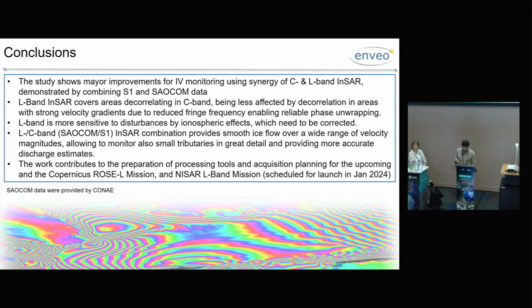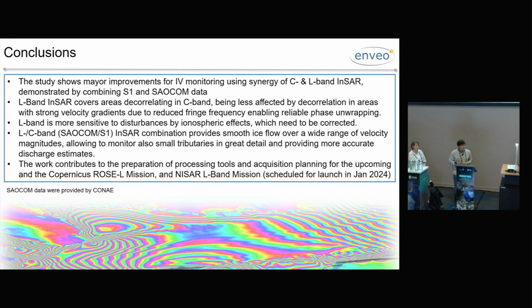Now, to the conclusion. This study shows that we have a major improvement in the ice velocity using synergy of C and L band InSAR. So this was demonstrated with Sentinel-1 and SAOCOM data. The L band actually is really very, very helpful and covers regions which are decorrelating in C band, being less affected by the decorrelation, especially when we have strong velocity gradients due to the reduced fringe frequency, and this enables or supports also the phase unwrapping problem.